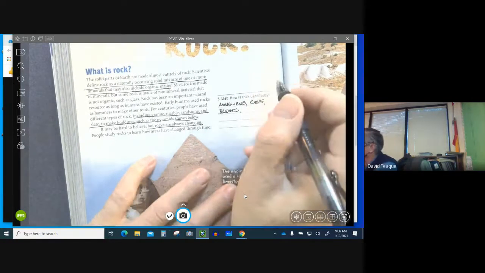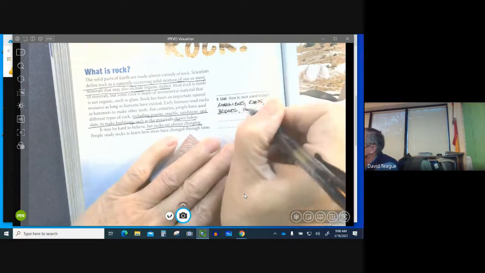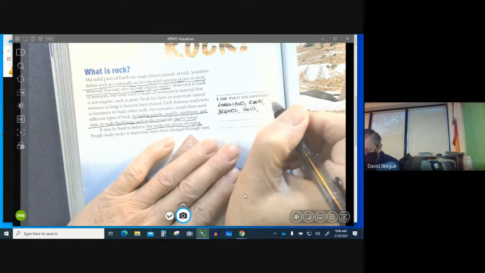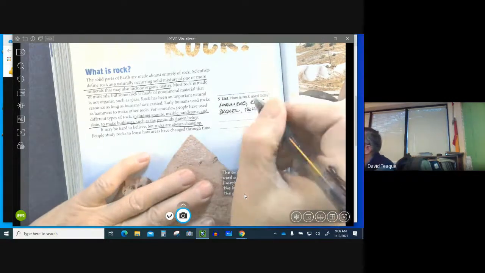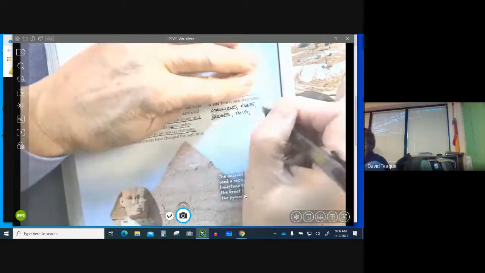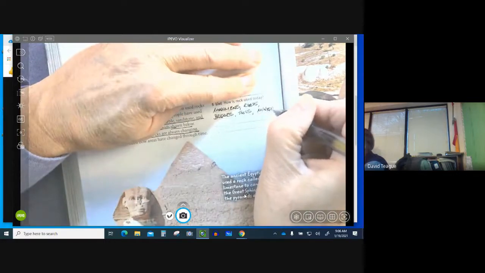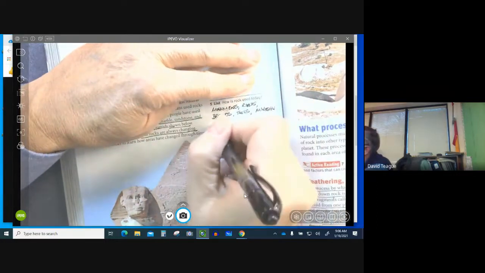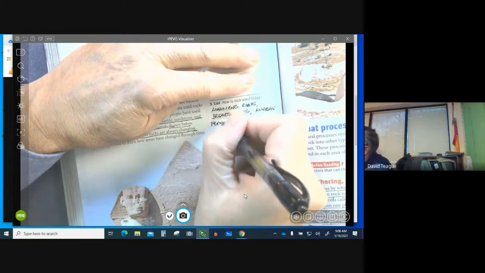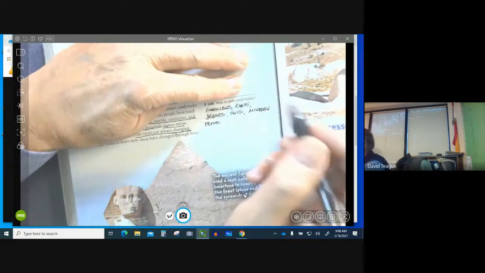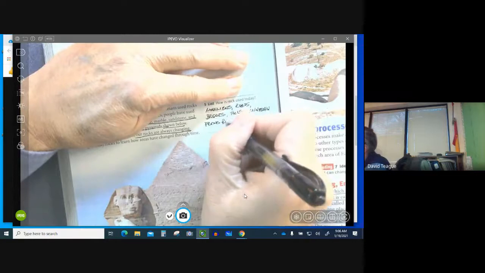We make some tools out of rock. We use the minerals from the rocks. Minerals from rocks.